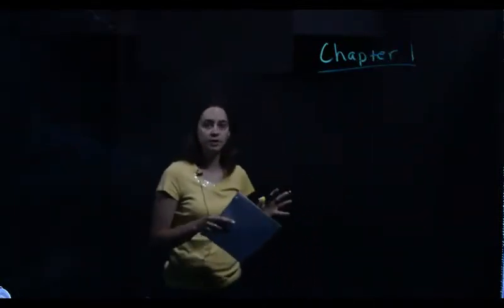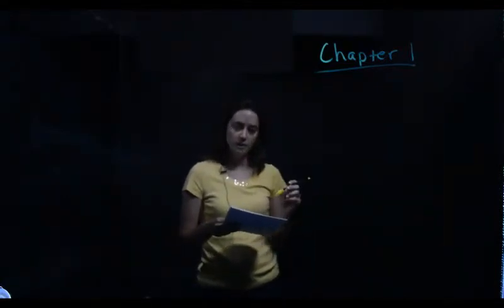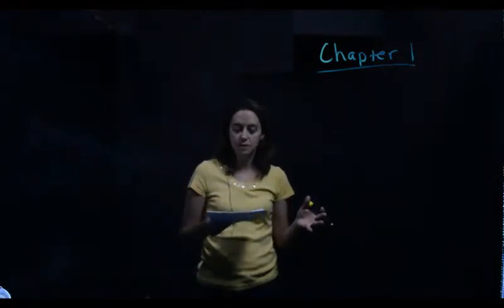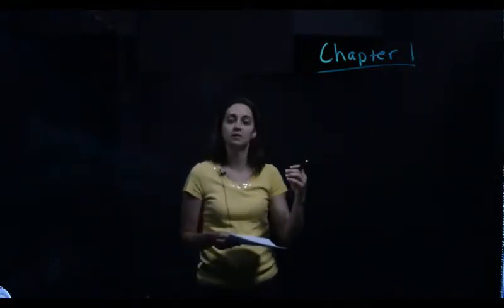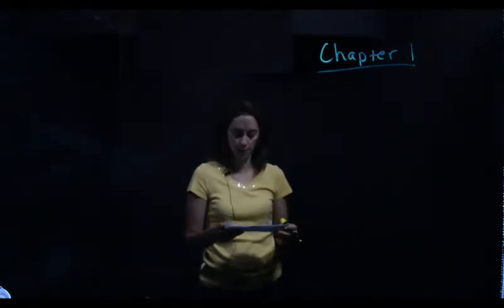Chapter 1 is a brief introduction of just kind of everything. So section 1.1 just talks about what it takes to make a circuit. You have to have a battery, you have to have a load, which is like a light, you have to have some wires to connect it. That's the basics of section 1.1.